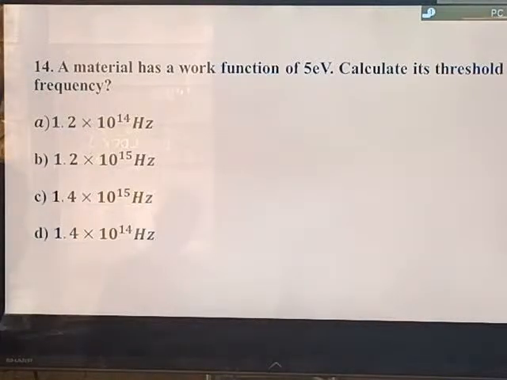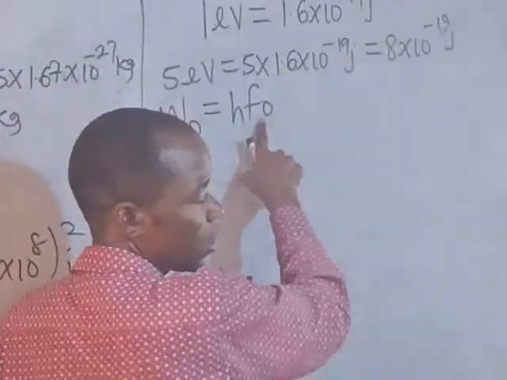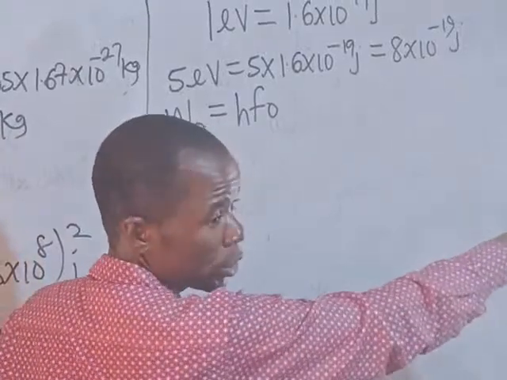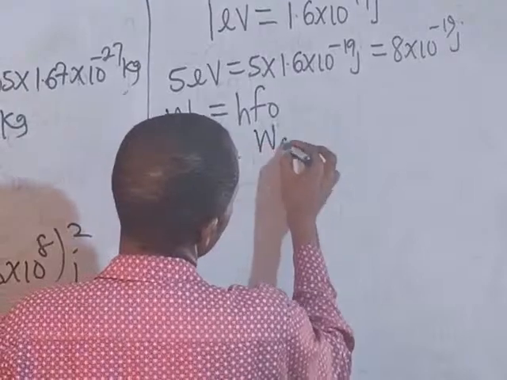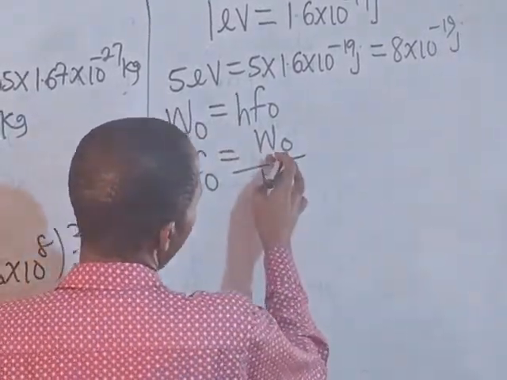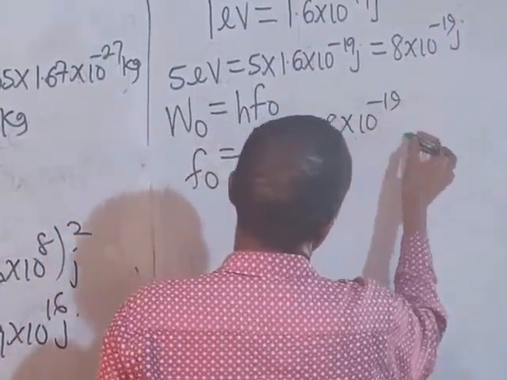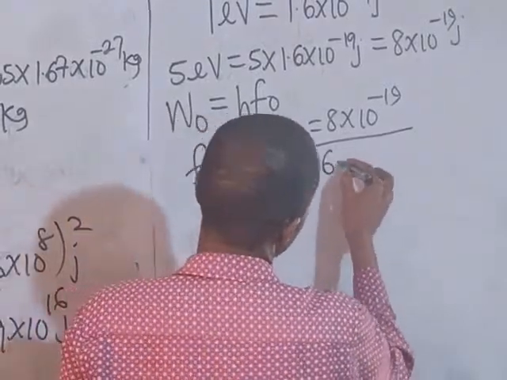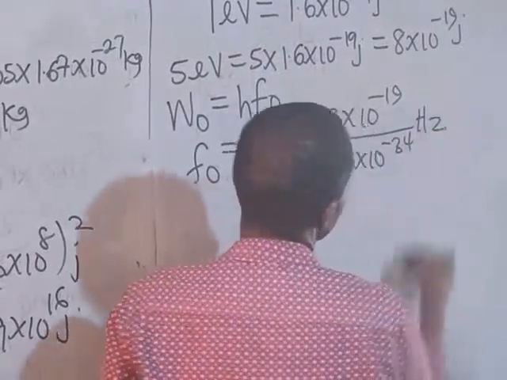But don't forget that work function W naught, from what we've done before, is equal to H F naught. What is our H? Another constant called Planck's constant. And what's our F naught? That's the threshold frequency. That's even what the question is asking us to calculate. So our F naught is equal to W naught, the work function, over the Planck constant H. And the work function is calculated to be this one: 8 times 10 to the power minus 19 all over the Planck constant, always 6.6 times 10 to the power minus 34. And the unit of frequency is hertz.